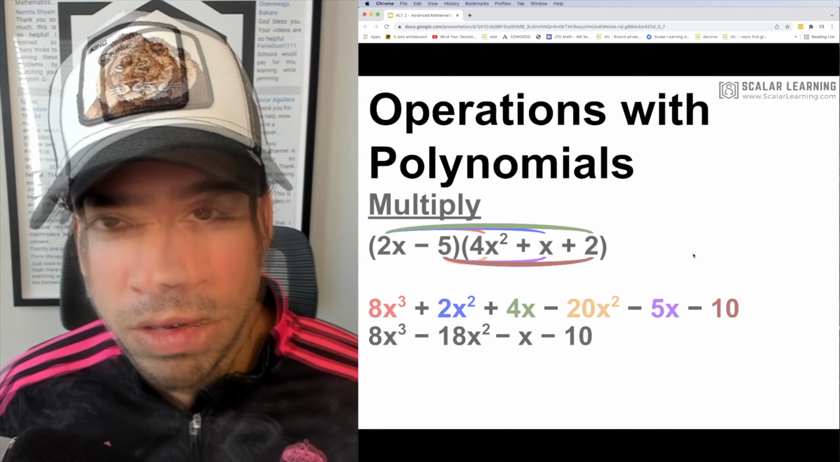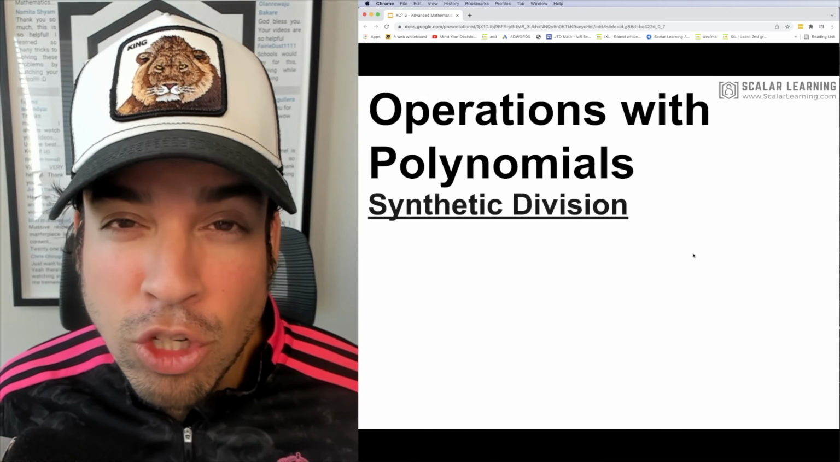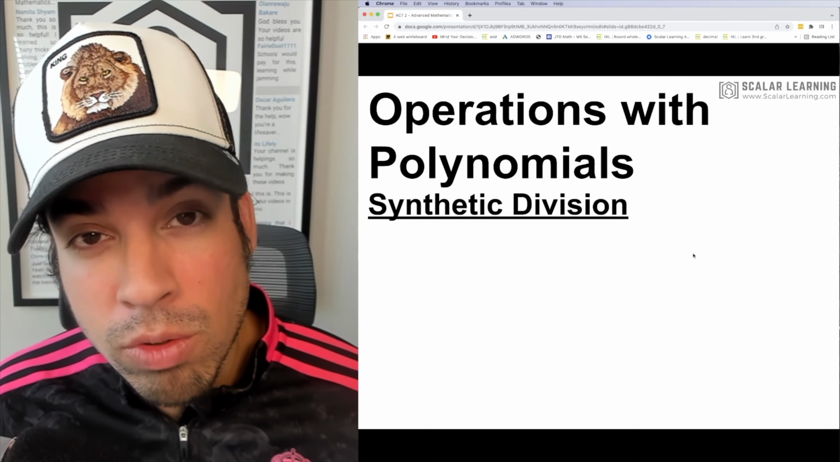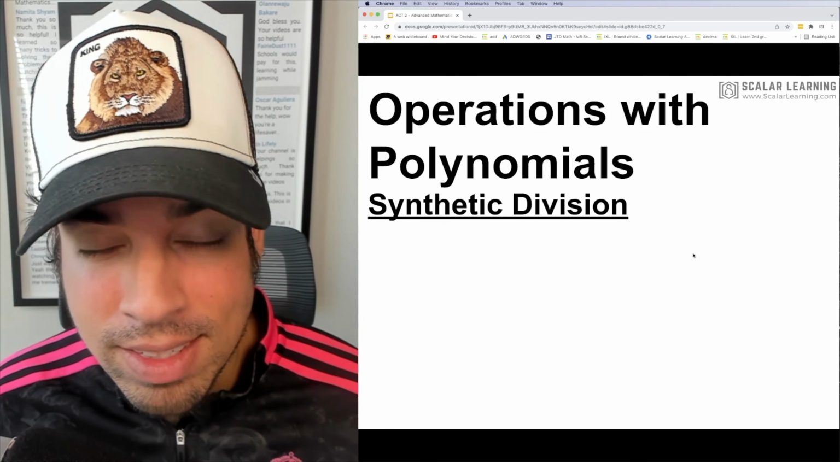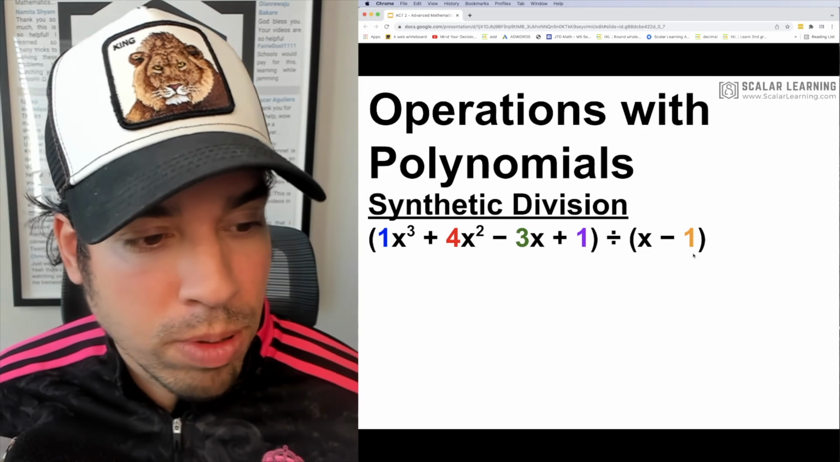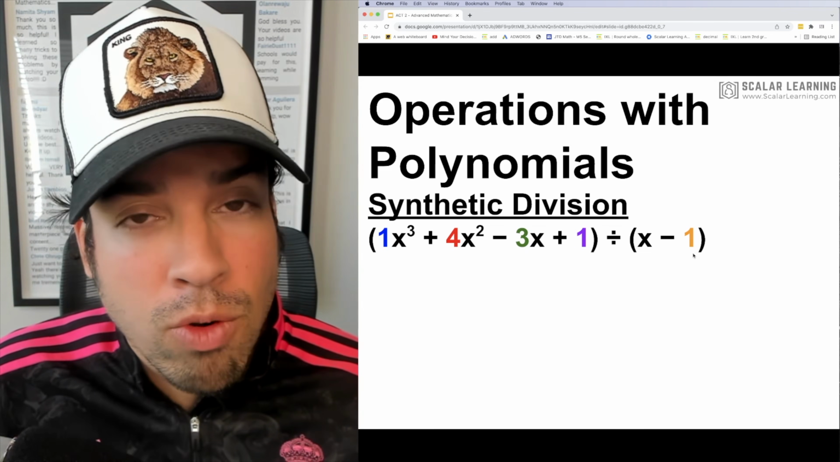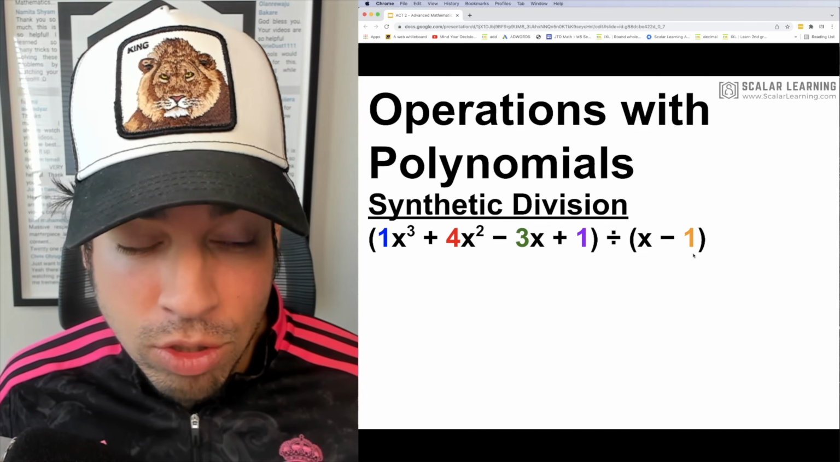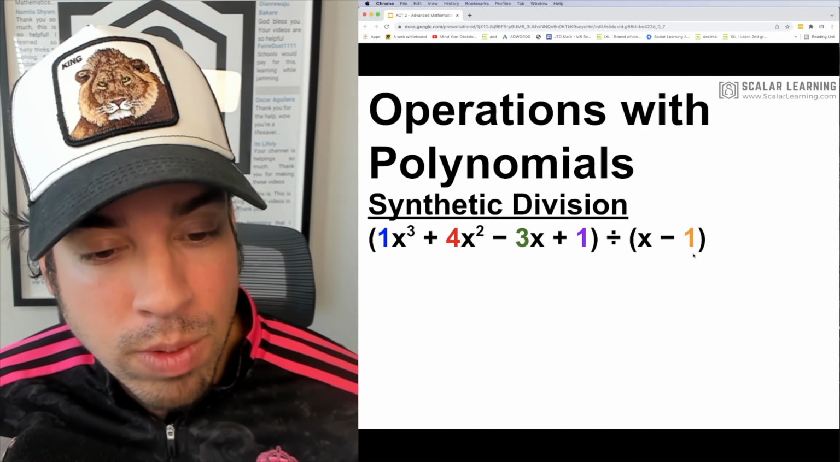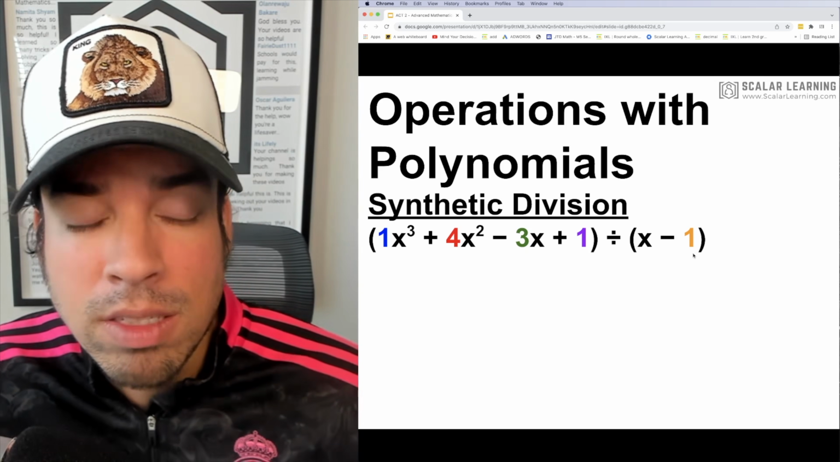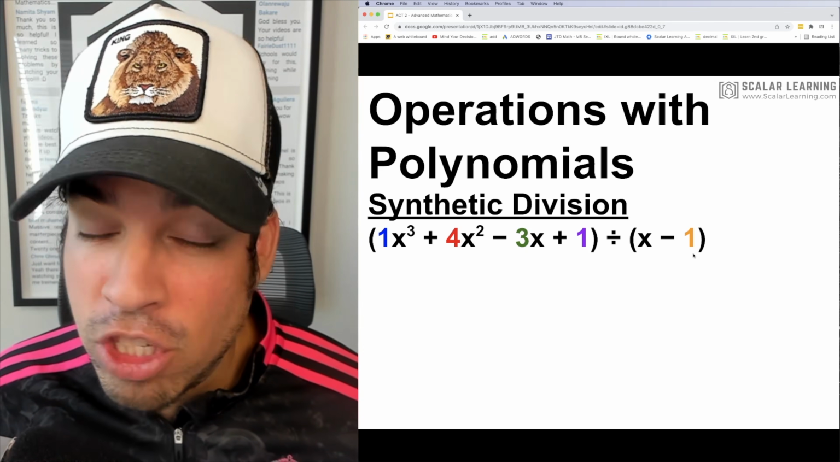to give us this final polynomial. Now let's talk about synthetic division when we're dividing two polynomials. So this is a really nice trick if you do indeed need to carry this out on the ACT. So let's say we have 1x cubed plus 4x squared minus 3x plus 1 divided by x minus 1. Now, of course, you can do long division, which I'm going to get to in a second. But in something like this, where we're dividing by this nice simple binomial of x minus something or x plus something, you can use synthetic division and it's a lot faster.